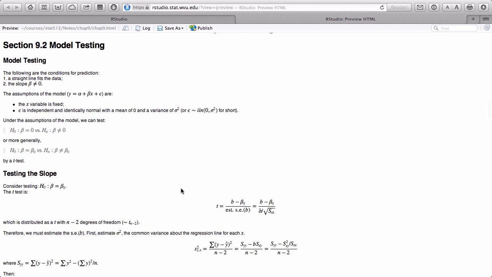Then we talked about model testing, and you can test for hypotheses about alpha, that is the intercept, but usually not. Sometimes you hypothesize that the intercept is 0, that is, that the line goes through 0. That's not very common. And so I'm not going to focus on testing hypotheses about alpha, but what is important is testing hypotheses about beta. And in particular, you want to know, is the regression line significant? If, in fact, beta equals 0, it means that it's a horizontal line, and we have no predictive capability using our model. So we want to test that beta equals 0 versus unequal to 0.